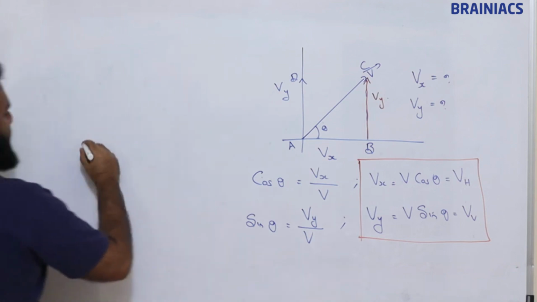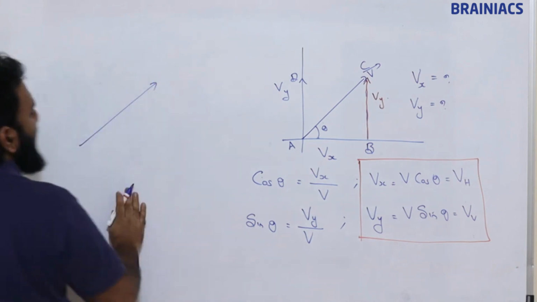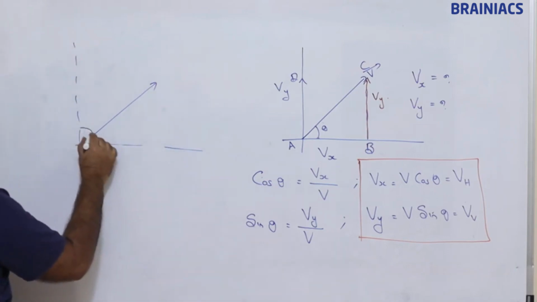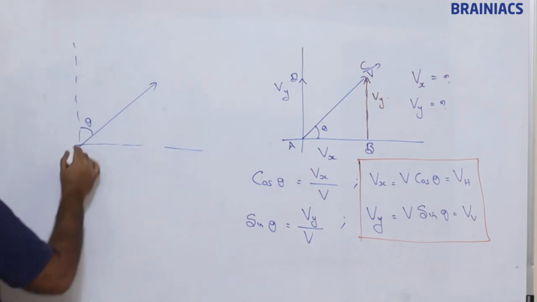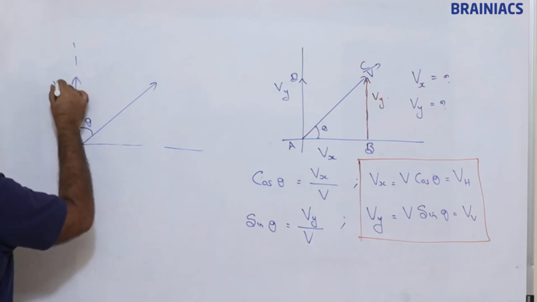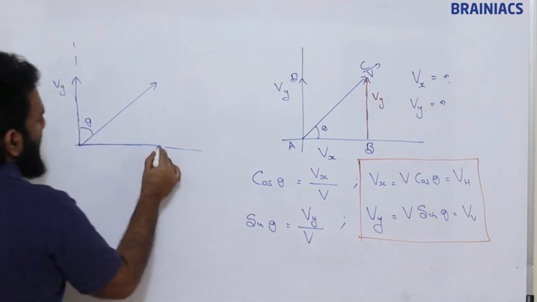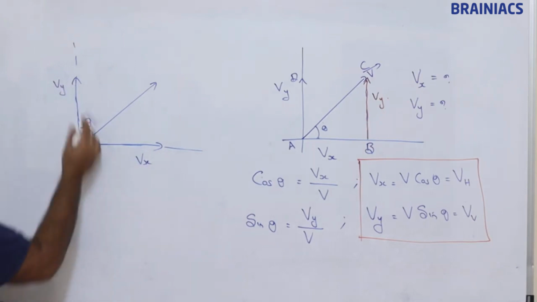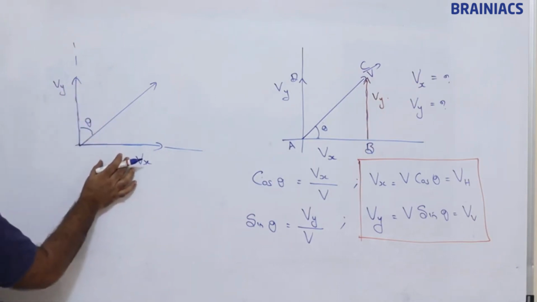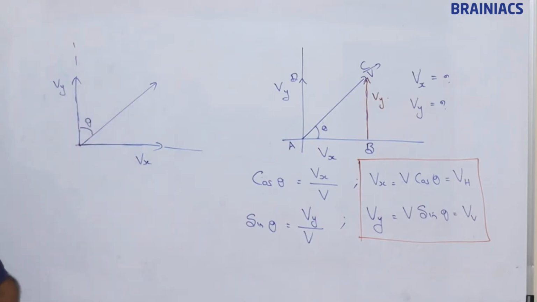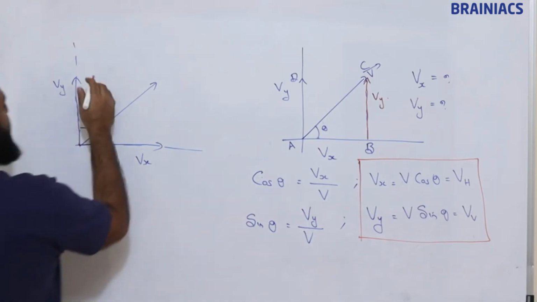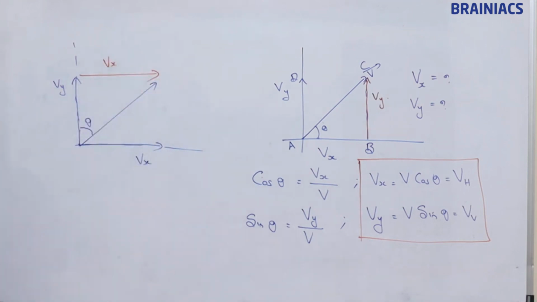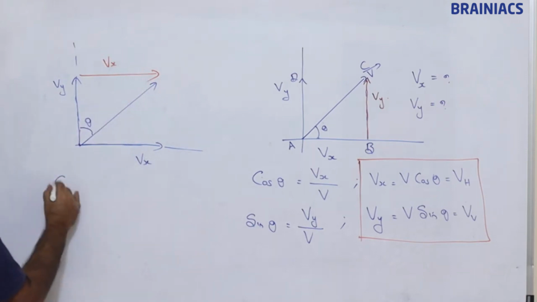Suppose the same vector. This is vector V. So instead of theta here, if the angle is here, then again, this is Vy, this is Vx. So in this case, using parallel shifting, we can shift this vector here also. We can keep a Vx vector here, just like this. This is Vx. Now if we take cos theta and sin theta, what will happen?